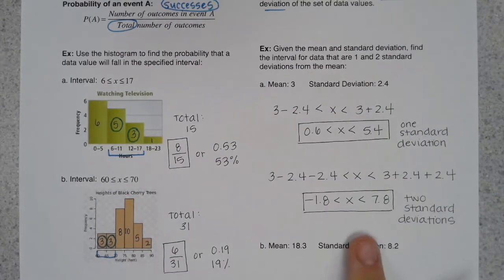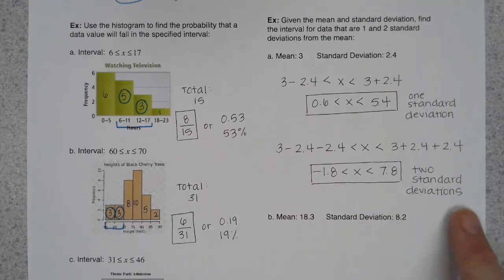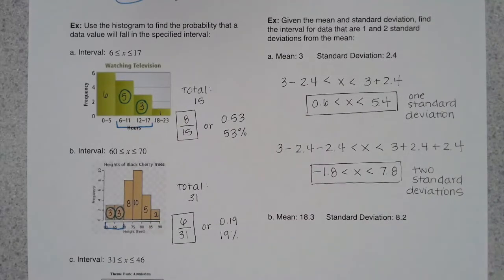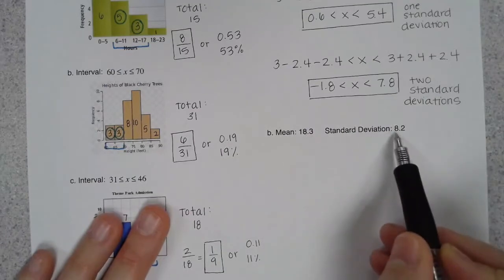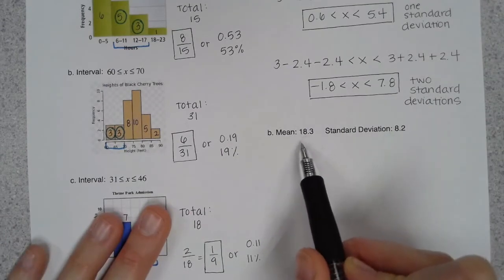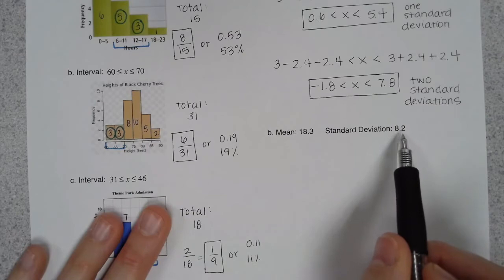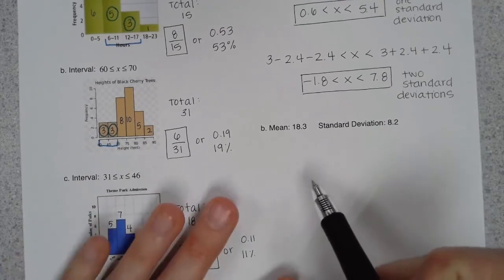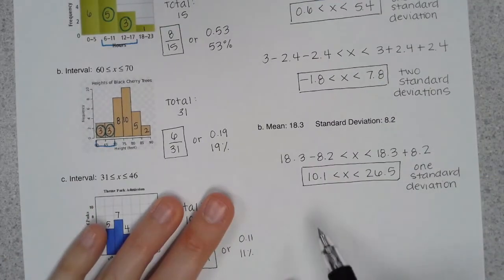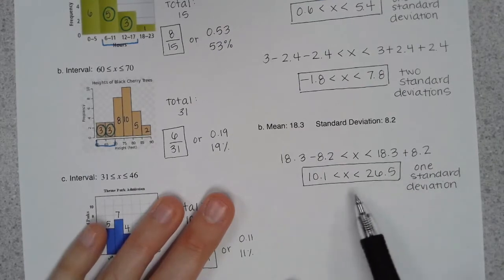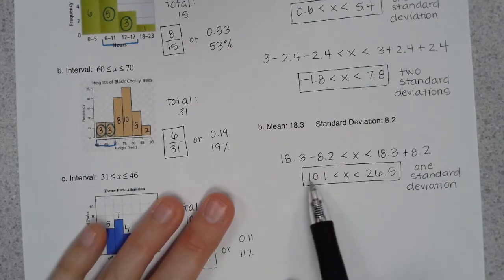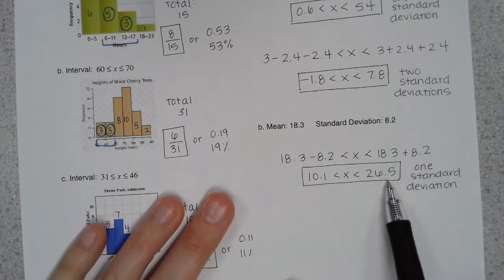And so this answer represents the range of data that would be 2 standard deviations from the mean, either above or below. And so on B, we're given the mean, we're given the standard deviation, and on this one we're going to do the same thing. So we'll add and subtract the standard deviation from the mean once, and then we'll do it a second time as well. In this first example, I subtracted the 8.2 and I added the 8.2 to the mean. And so the data that are within 1 standard deviation would fall within the range 10.1 to 26.5.